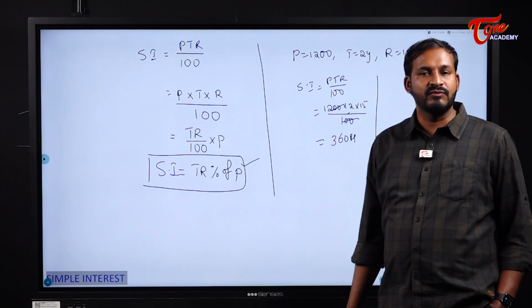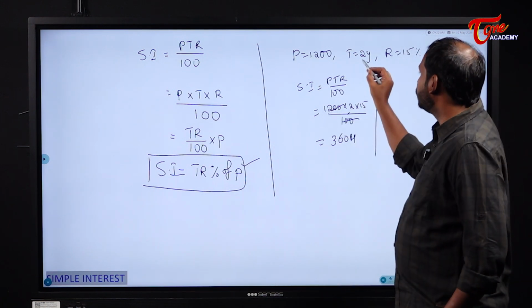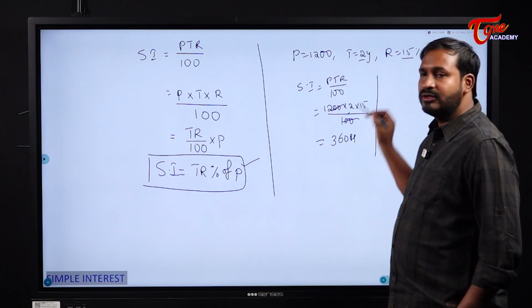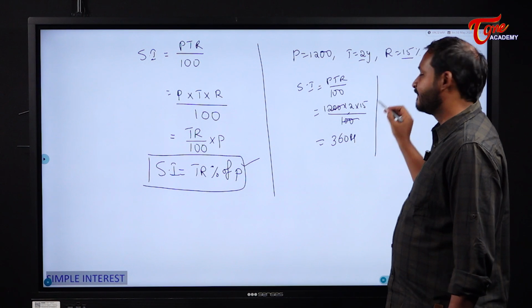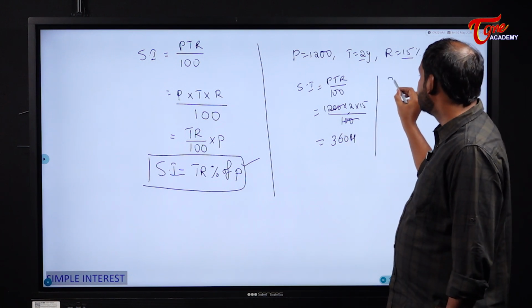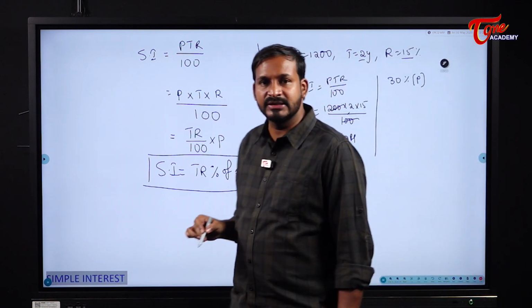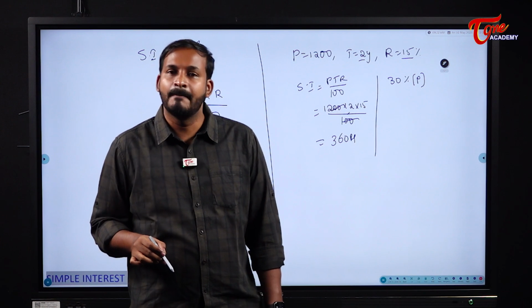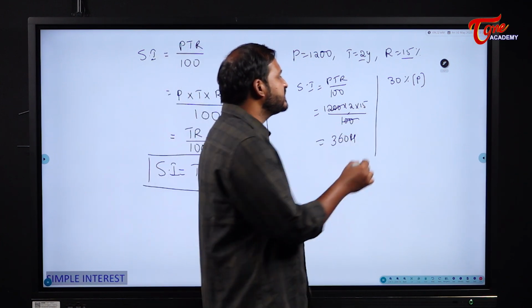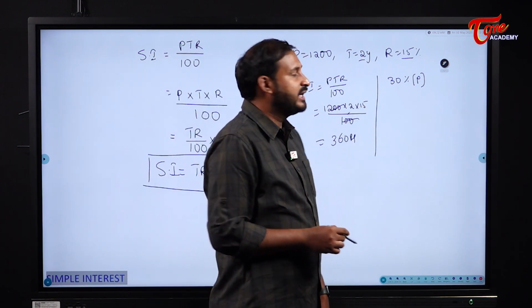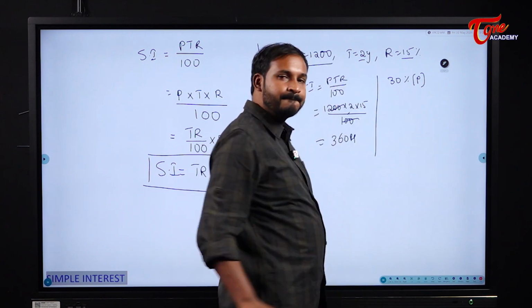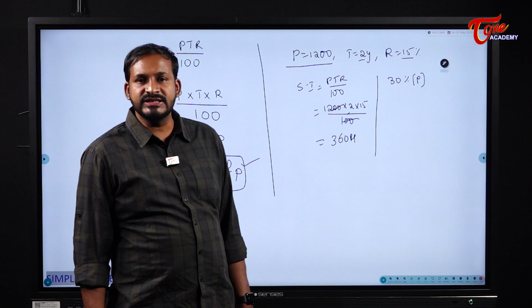Now, TR percentage. TR percentage means what here, students? T into R. T into R, how much is it? 30%. 30% of what? That means I need to find 30% of principal. Here my interest is 30% of principal. Given principal is 1200.